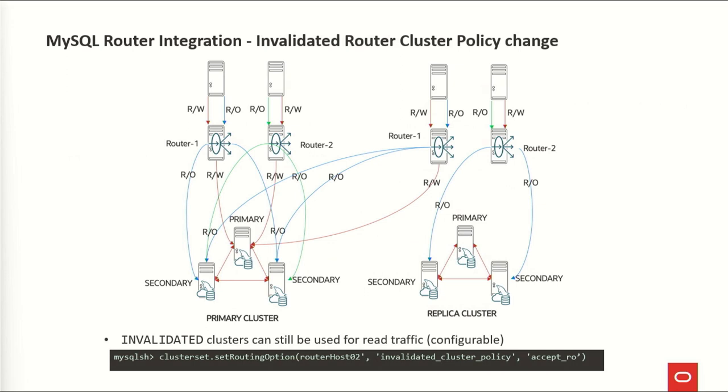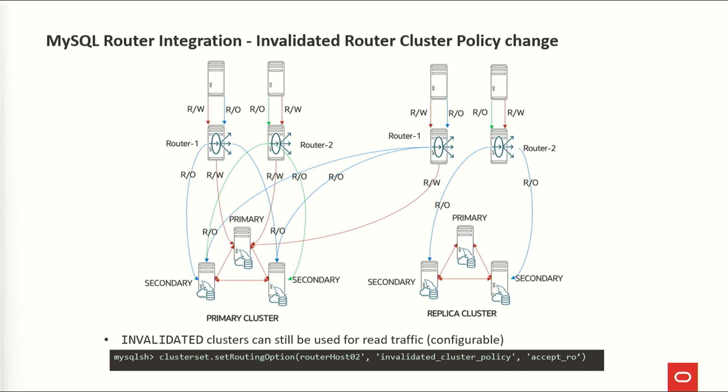Okay, let's say we have a situation whereby one of the clusters becomes invalidated. I mean, it cannot join back to the cluster completely because maybe additional transactions happened over here. We want to join this cluster back to the cluster set, but just having an issue. So actually the routers themselves, we can configure to handle such situations. Whether we want to accept read-only or we want routers to not connect at all to the invalidated cluster. If we want to accept read-only, this one is the command.